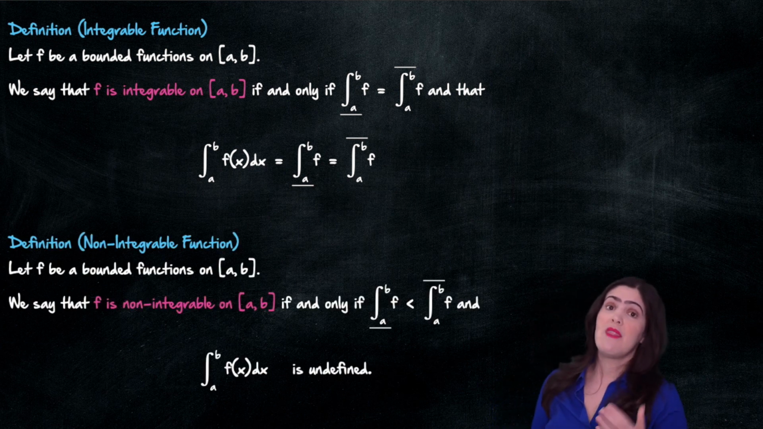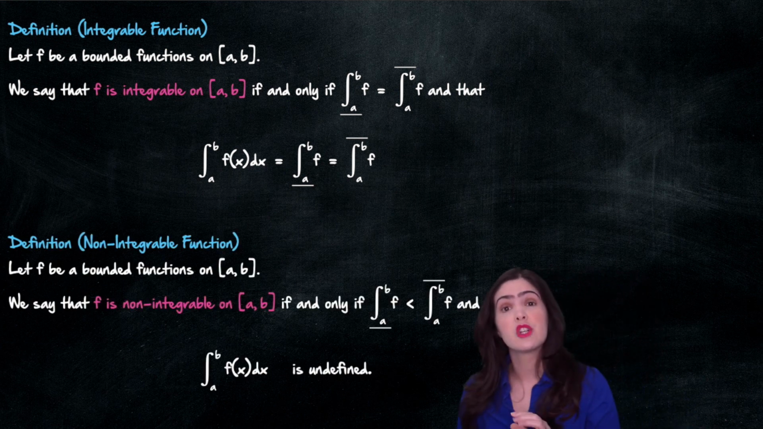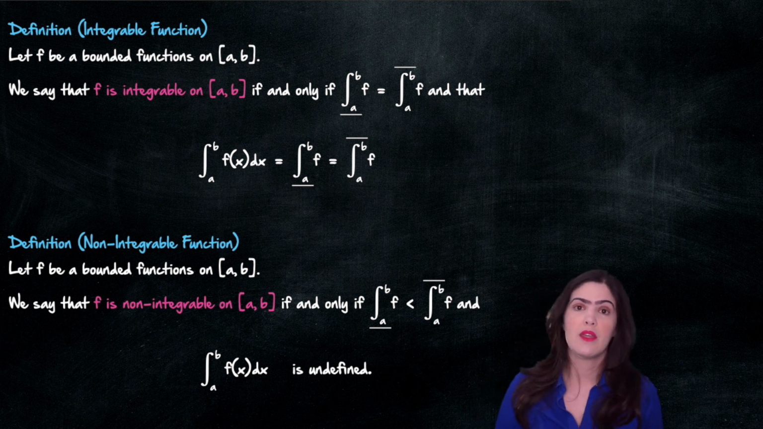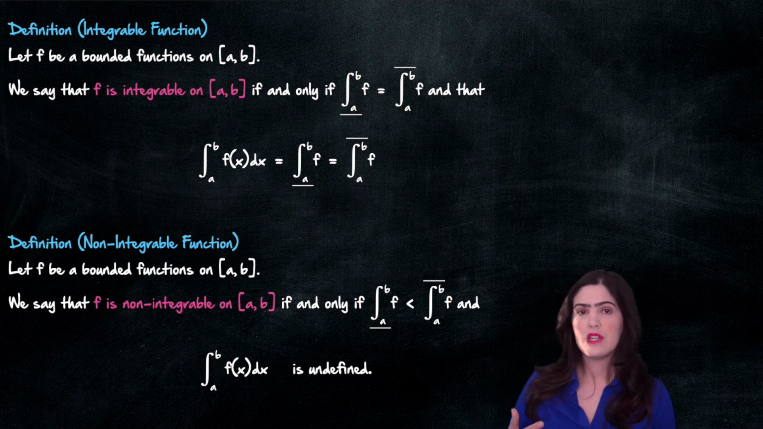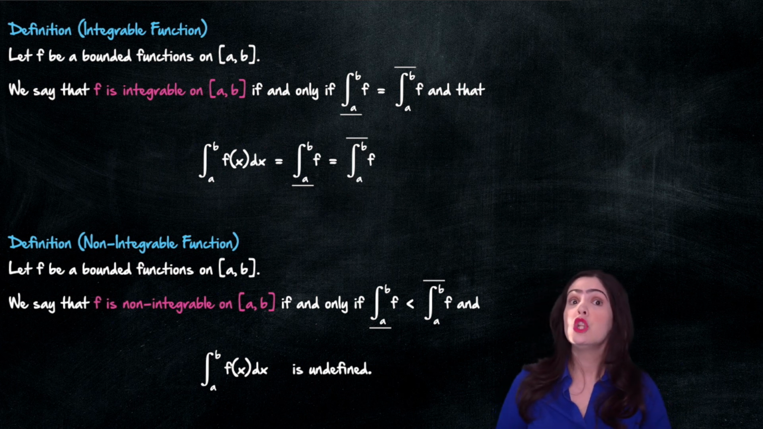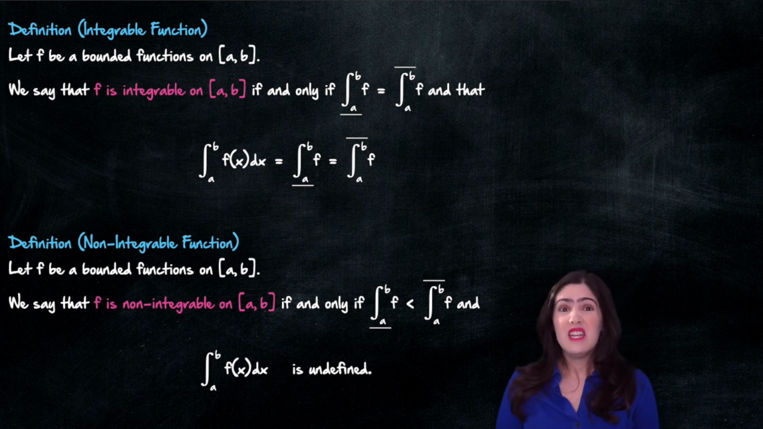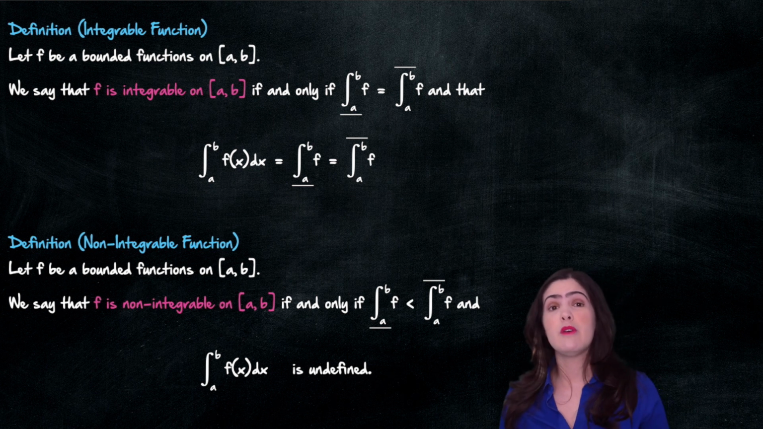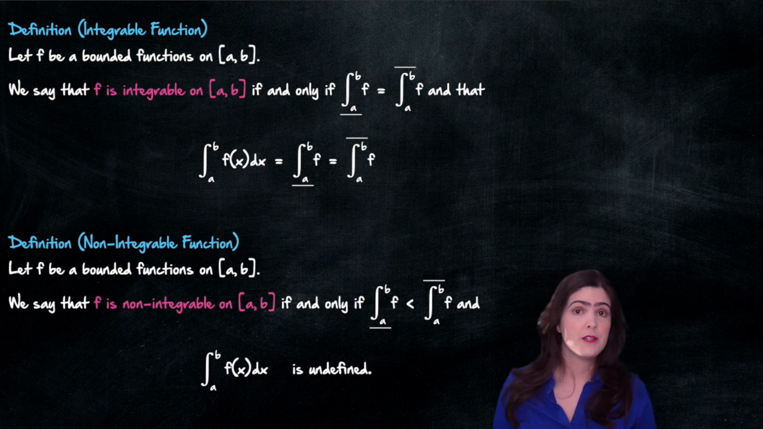Now, if we have that the lower and the upper integral are not equal to each other, which would mean that the lower integral is strictly less than the upper integral, then the function is not integrable and the integral from a to b of f of x dx is not defined.